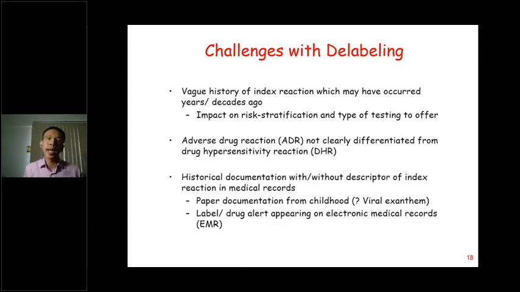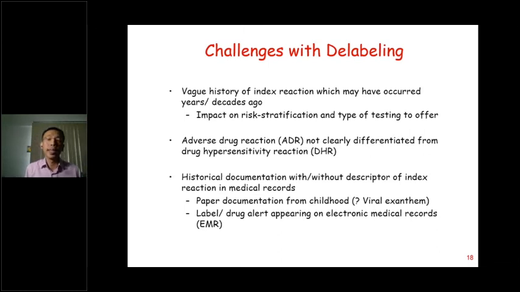So if patients are unable to articulate what the index reaction is, then it's possible that you might be offering the wrong test to the patient. And at the end of the day, the result may be inconclusive. The test may be falsely negative, but then you might end up doing a drug provocation test, and a drug provocation test may end up positive.